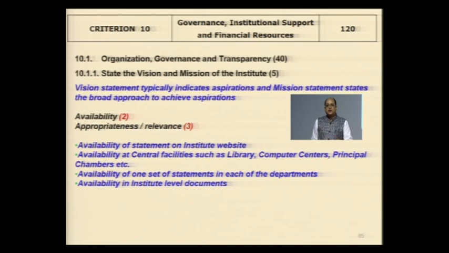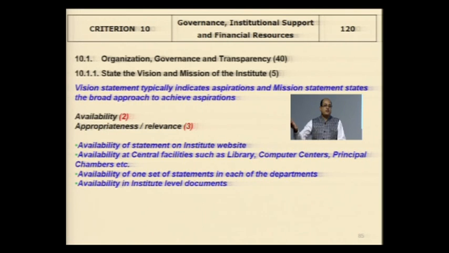But if you look at the lower 4-5 points in terms of availability, the effort has been made to bridge the gap between the evaluators and the institutions. Because what was happening, based on the feedback, if an institution is having vision and mission at the library, people will say why it is not there in the canteen.